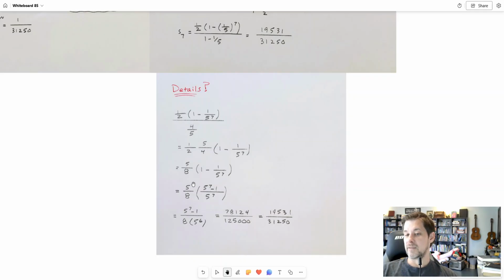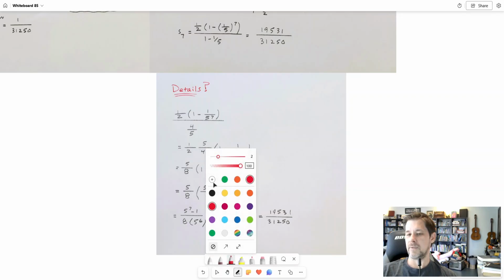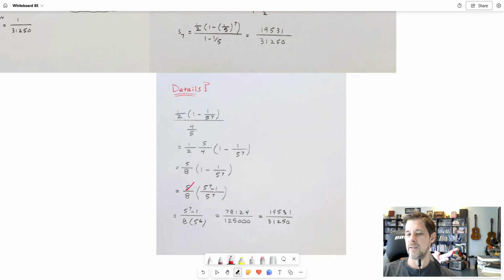From there, I'll cancel this 5. So think about it like this. I'm canceling this with that, and it's going to leave me 5 to the 6th power. Okay, so I get 5 to the 7th power minus 1 over 8 times 5 to the 6th power. Calculating that part directly, I'll get this, and then I can reduce this fraction and get that.